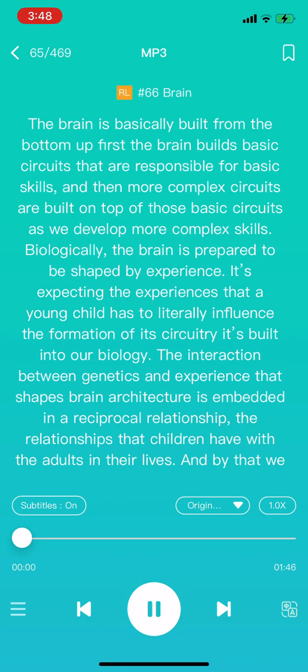You bet. The brain is basically built from the bottom up. First, the brain builds basic circuits that are responsible for basic skills, and then more complex circuits are built on top of those basic circuits as we develop more complex skills.